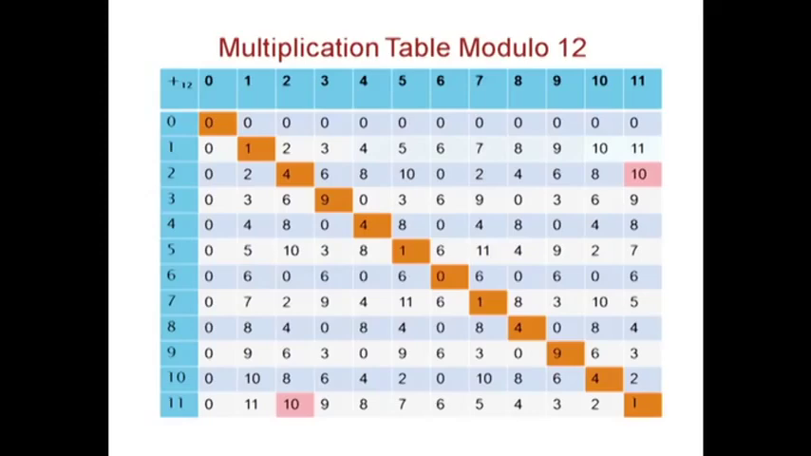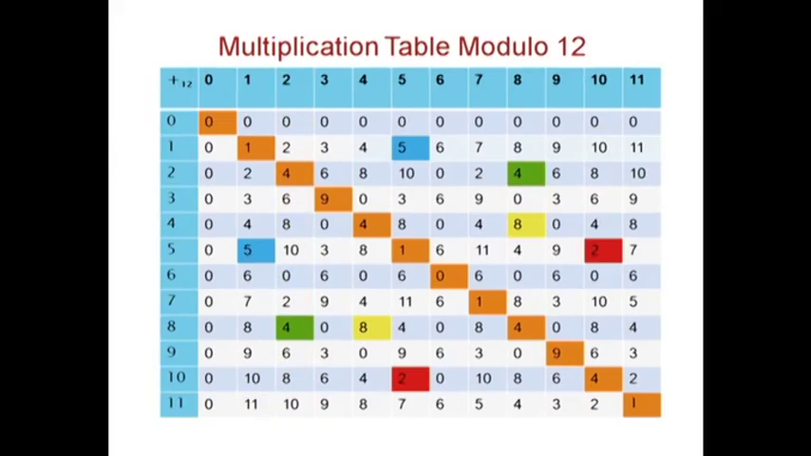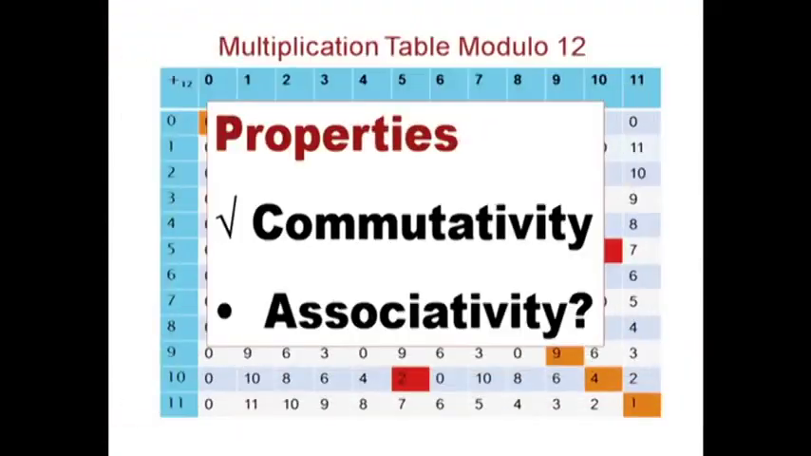How about another pair? This is 11 times 2. Is it equal to 2 times 11? Yes. Are they symmetric with respect to the diagonal? Yes. Actually, for all pairs of elements in the set, you will find that they are symmetric with respect to this diagonal. So this table exhibits commutativity.